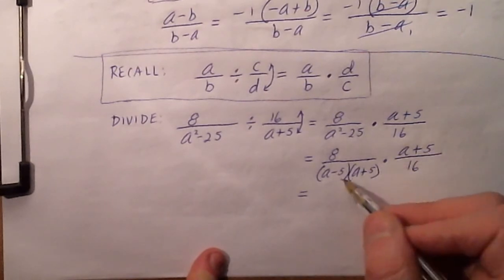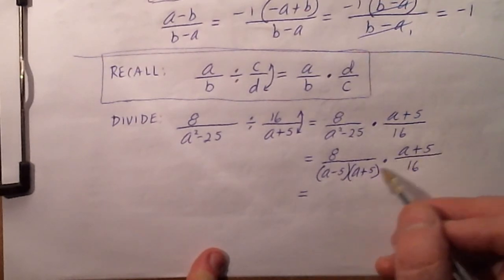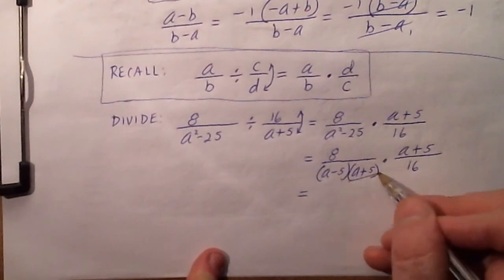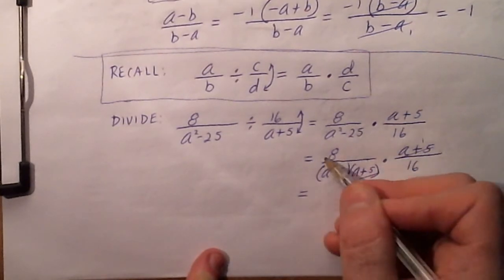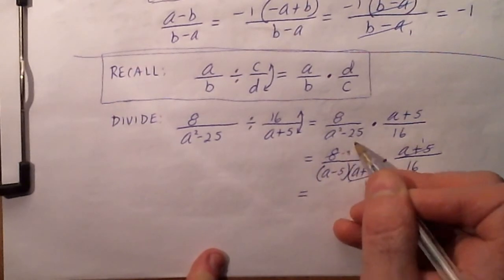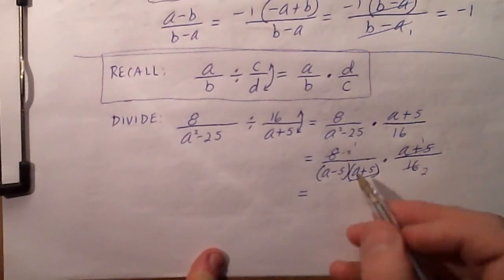Notice between the denominator of the first and the numerator of the second fraction, the a plus 5s drop out, so we can cancel out the a plus 5s. 8 and 16 cross cancel. 8 divides into itself one time. 8 divides into 16 two times.